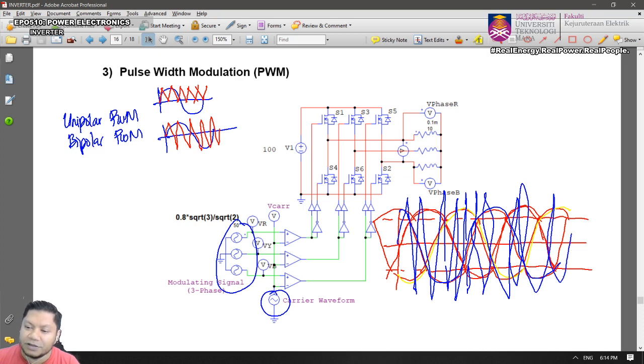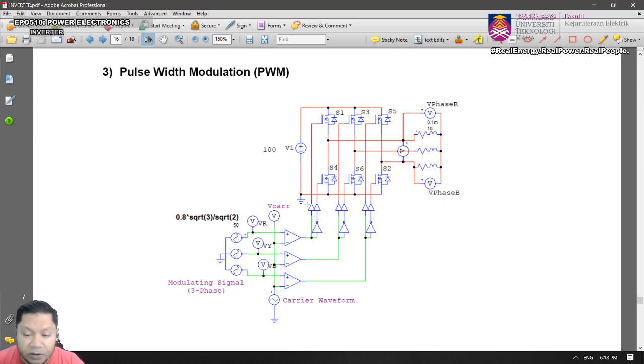Sorry for that. So there's a triangle, and the modulation index still has the same definition, which is Vm peak divided by Vc peak. So that will define the Vc peak, and the modulating signals here will define the Vm, the peak of the Vm there. So you compare between those signals, and the output of that, look at this.